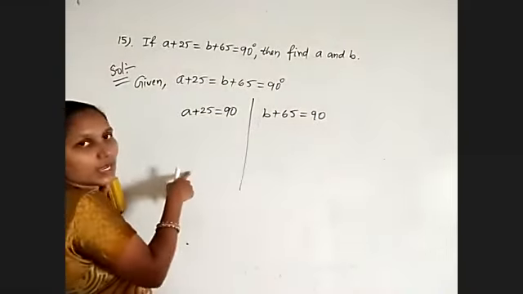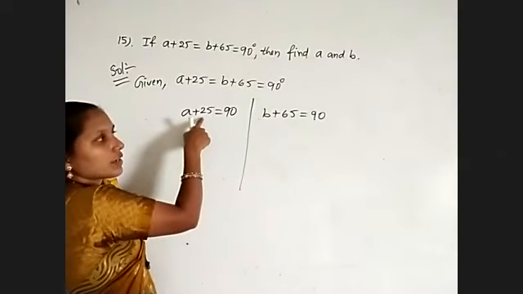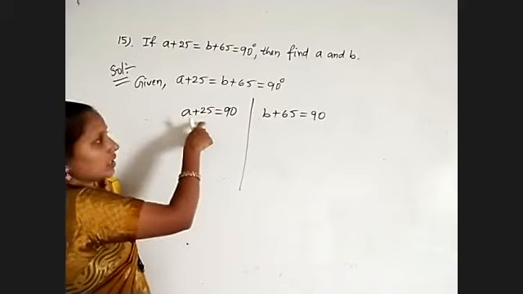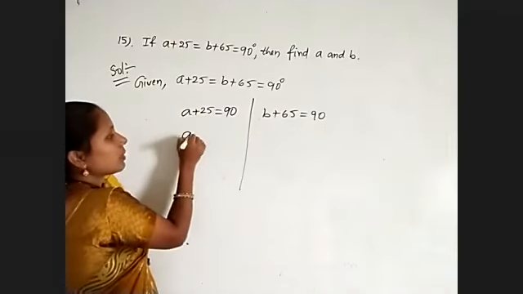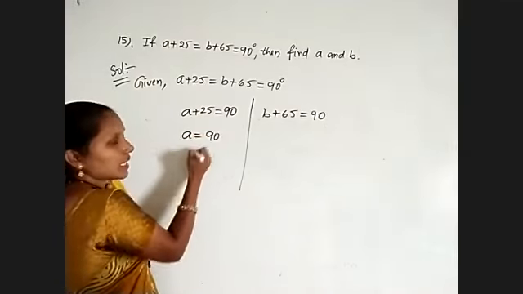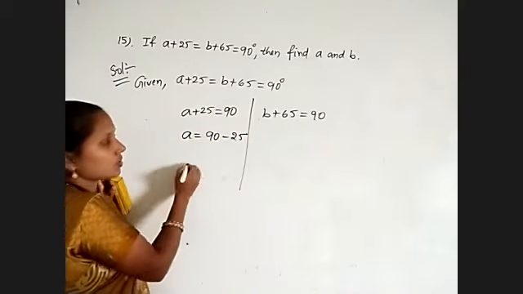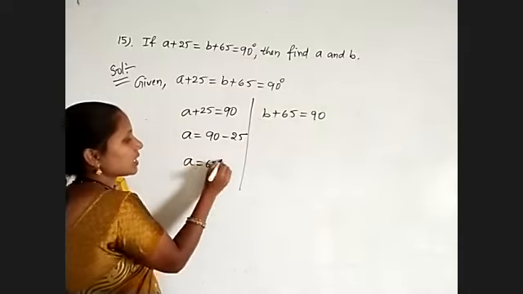We want those two values itself. So plus 25, bring this to the other side. To get A, the extra term is plus 25. Bring it to the other side. A will be equal to 90, which is on my right side, plus 25 will become minus 25. So A will be equal to 65 degrees.